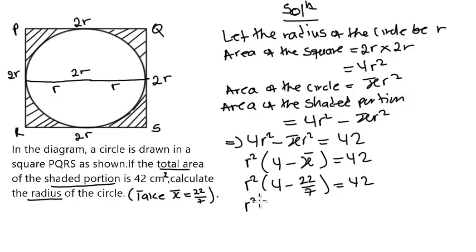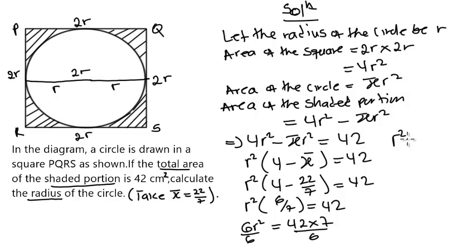So r squared into, now 4 minus 22/7 will give us 6/7. And this will be equal to 42. So to make r squared the subject, I'm just going to multiply through by 7 to get 6r squared is equal to 42 times 7. And from here, I'm going to divide through by 6. So I get r squared to be equal to 42 times 7 all over 6.